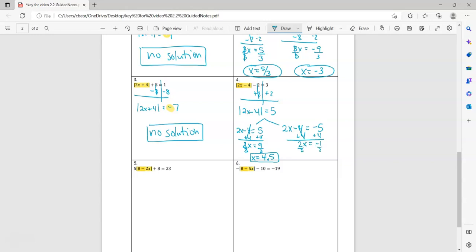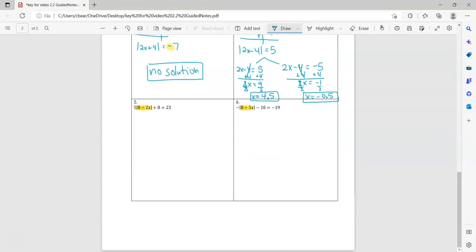Divide by 2. And for this one, you can either leave it as a fraction or you can get the decimal. I don't care which way you put that. Okay. And it's okay if you're not getting whole numbers and integers on these. All right, if you look at these last two, you'll notice that our absolute values have something in front of them as well as something after them.